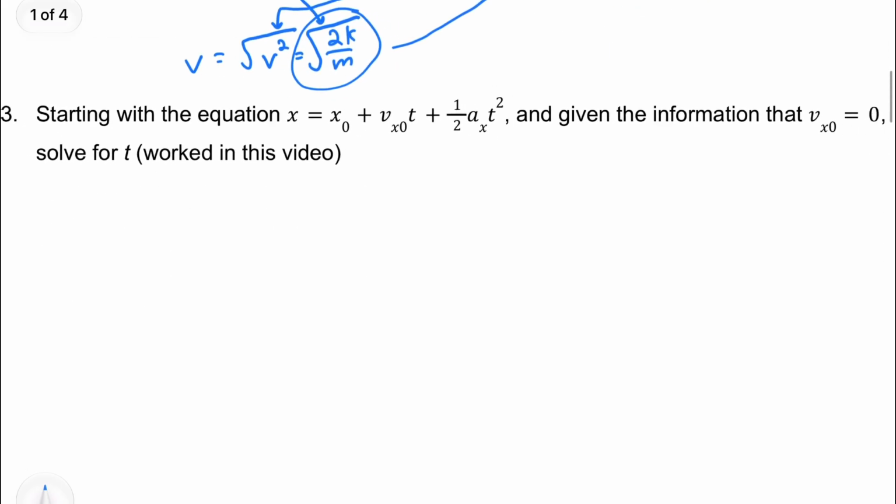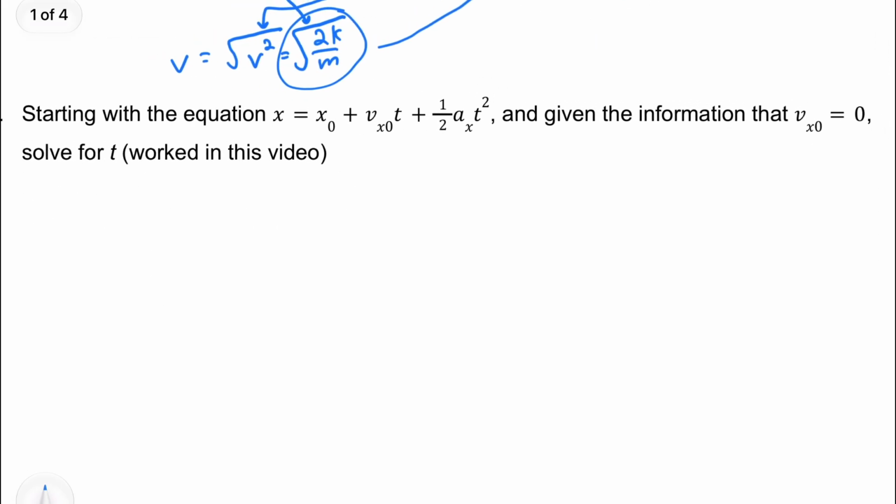All right, let's move on to question number 3. We're going to start with the equation x equals x naught plus vx naught times t plus 1/2 times ax times t squared. And we're also given a little bit of extra information. So vx naught equals 0. So let me rewrite all this. x equals x naught plus vx naught t plus 1/2 ax times t squared. And vx naught equals 0, right? So we can rewrite all this.